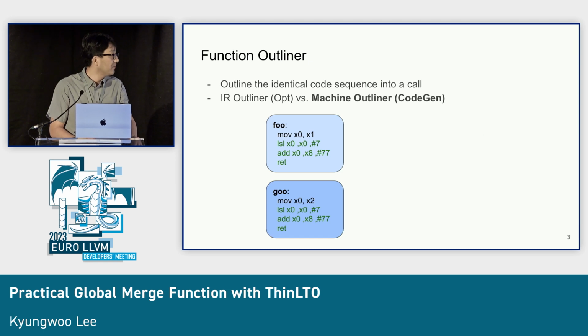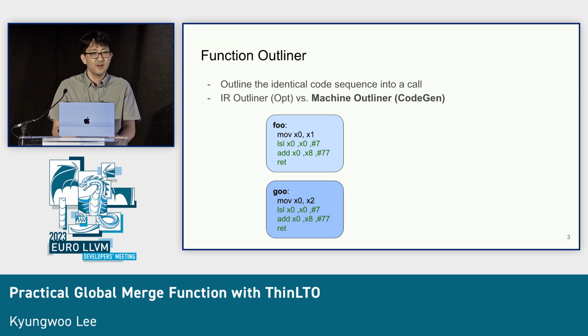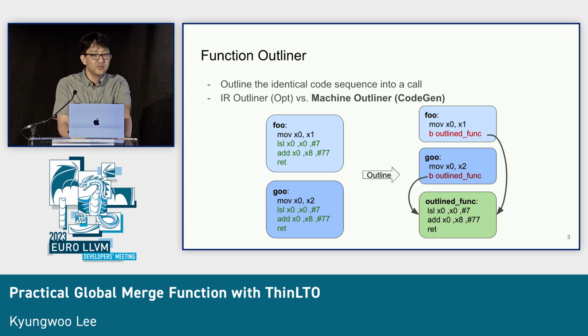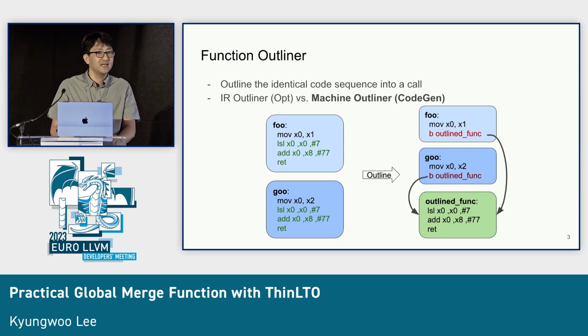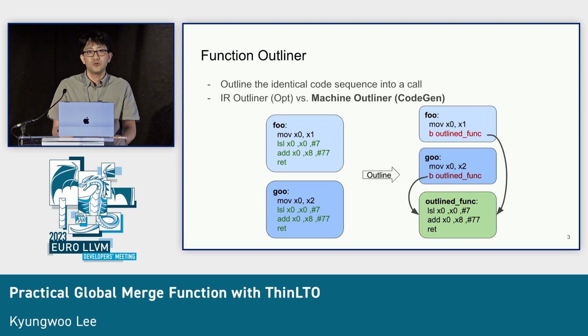So here is a simple example. Let's say we have two functions. As you see, the bottom part shown in green is identical, so it is repetitive. If we outline them, we replace such green code with the function call shown in red. So we end up with only 7 instructions on the right-hand side as opposed to 8 instructions on the left-hand side. So we basically save 1 instruction if we ignore the other metadata.